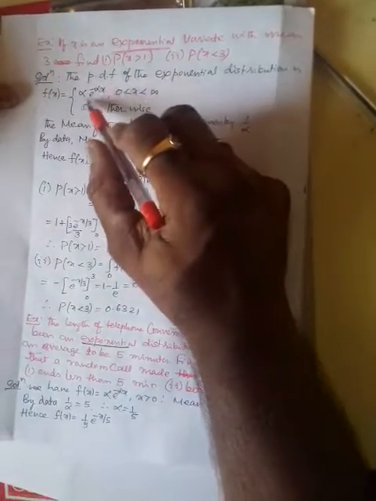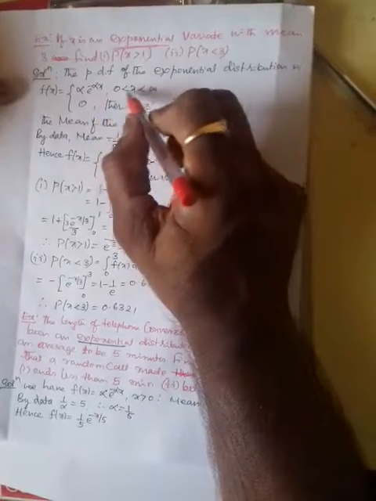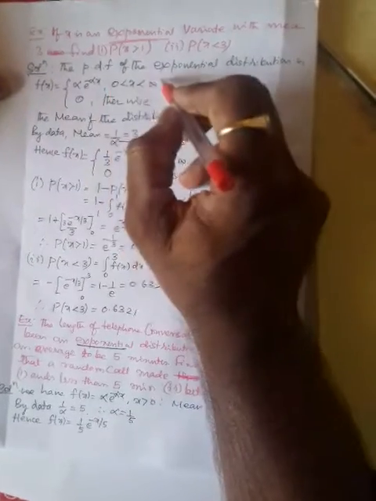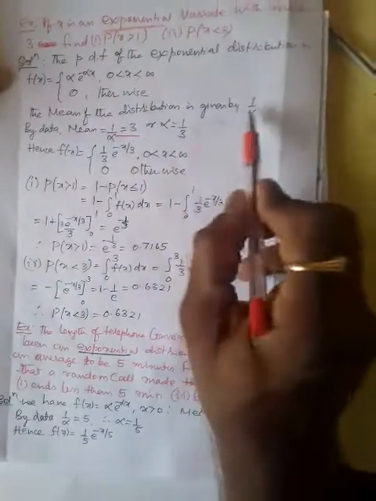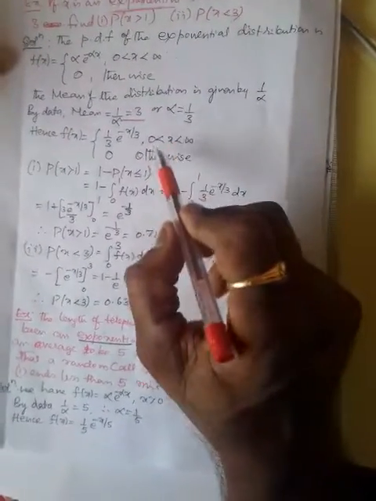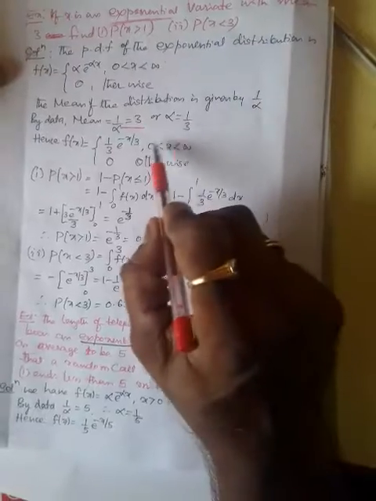Therefore, the probability distribution function of the exponential distribution is given by f of x equal to alpha e to the power minus alpha x, x is between 0 to infinity, otherwise 0. Therefore, the mean is alpha equal to 1 upon 3. Mean is equal to alpha equal to 1 upon 3.